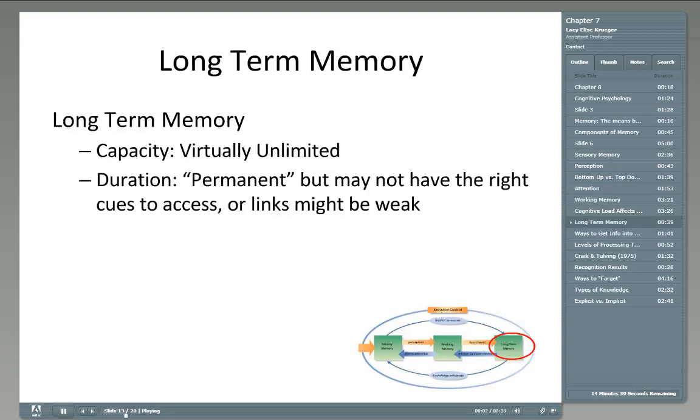Ultimately, what we want to do is transfer what we've been thinking about and working on in working memory to our long-term memory. And when we talk about long-term memory, we talk about it as being virtually unlimited in terms of capacity, and also being relatively permanent. I say relatively permanent because oftentimes we'll talk about forgetting, and that may be because we might not have the right cues to access that particular target memory, or the links might be weak. But we have to first get it into long-term memory if we're going to retrieve it. So maybe you just didn't get it in there in the first place.